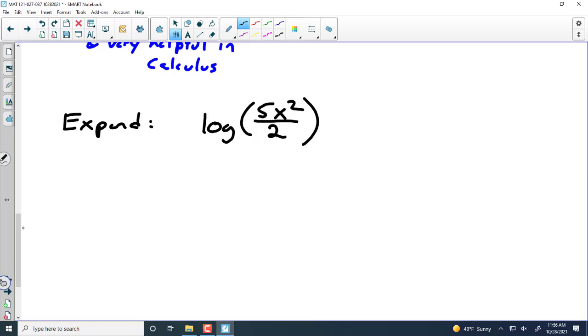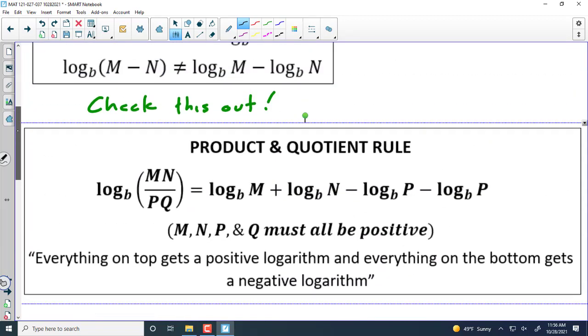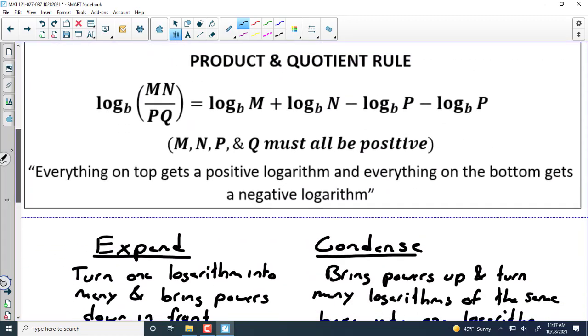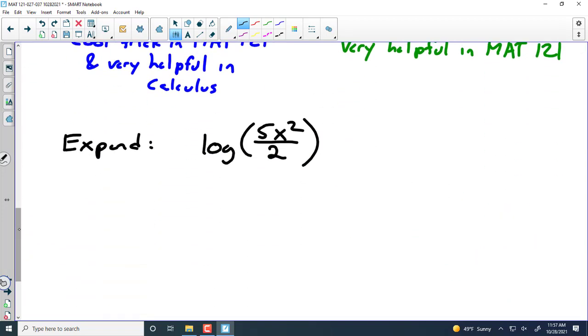Log of 5x squared over 2. Now, does everyone agree that in the numerator of that fraction, I have 5 times x squared? And on the bottom, I have a 2. So watch this, everyone. Using the combination of the product rule and the quotient rule, I break this up into 3 logarithms. I break it up into log of 5 plus log of x squared minus log of 2.